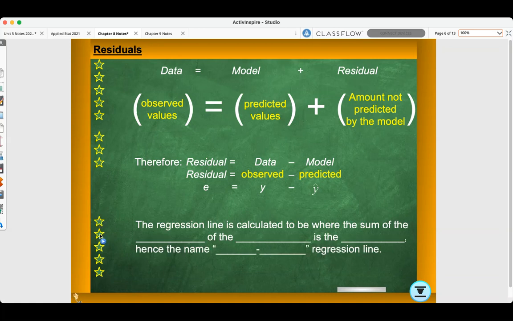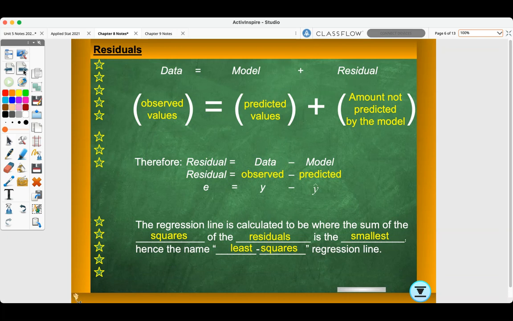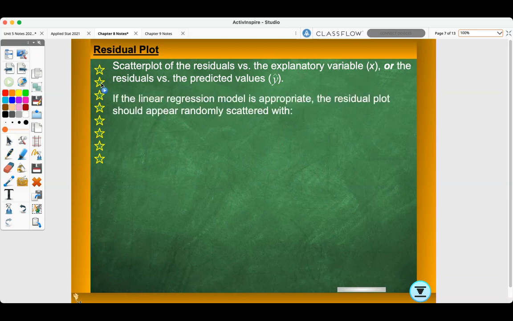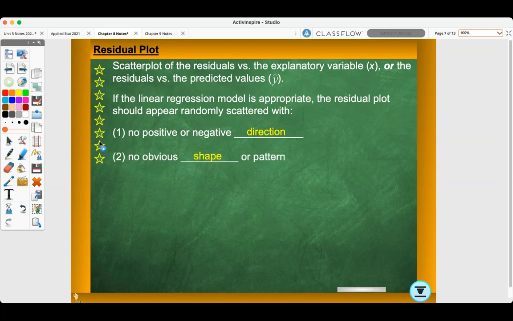The regression line is calculated to be where the sum of the squares of the residuals is the smallest, hence the name least squares regression line. Residual plot: a scatter plot of residuals versus the explanatory variable, or the residuals versus the predicted variable. If the linear regression model is appropriate, the residual plot should appear randomly scattered with 1, no positive or negative direction, 2, no obvious shape or pattern, and 3, no outliers.